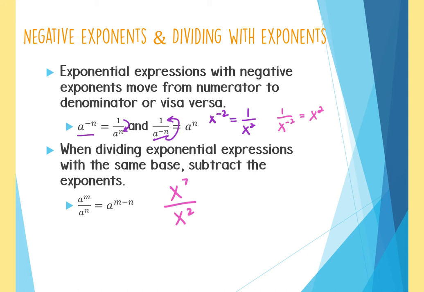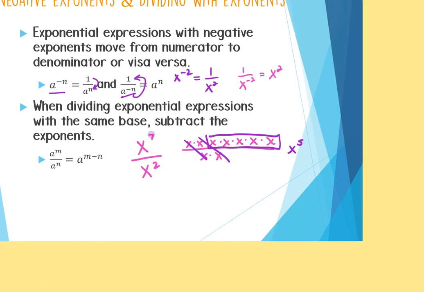So if I had x to the 7th in the top and x to the 2nd in the bottom, you could expand this out, and I could make this x times x times x times x times x times x. I think I got 7 there. Over x times x. And you could cancel them out and be left with x to the 5th. Or, much simpler, is to take the larger exponent and subtract the smaller from it. So 7 minus 2 is 5, and put it wherever the larger exponent was. Because it was in the numerator, this would just be x to the 5th.